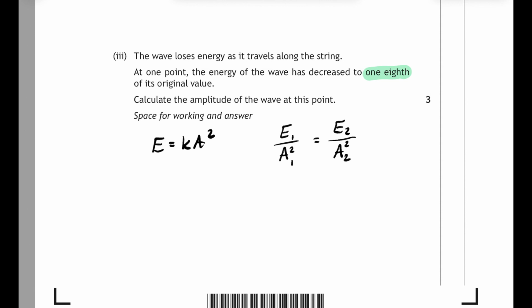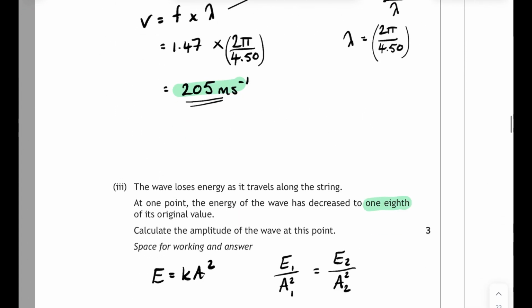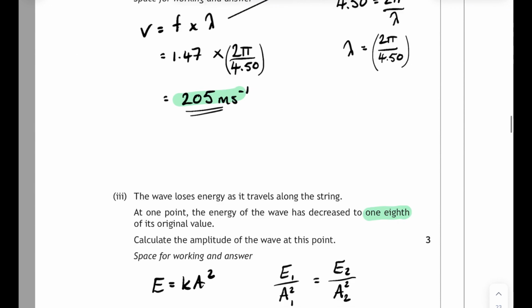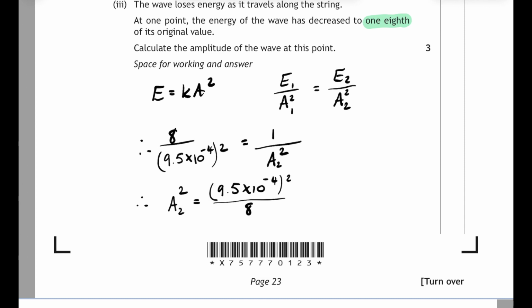Now if the energy goes down to 1/8 of its original value, we can sub in the number 8 for the original energy and also sub in the original amplitude, which was 9.5 times 10 to the minus 4, and don't forget to square it. Then our new energy will be 1 divided by the new amplitude squared. Then if we rearrange that to find a2 squared, that will be 9.5 times 10 to the minus 4 squared all over 8.